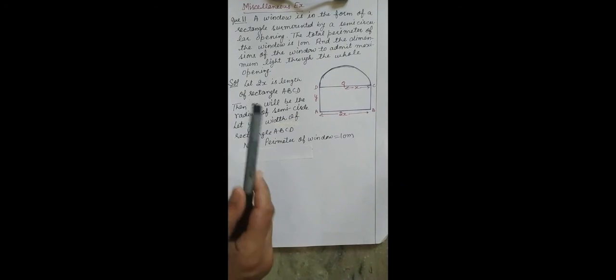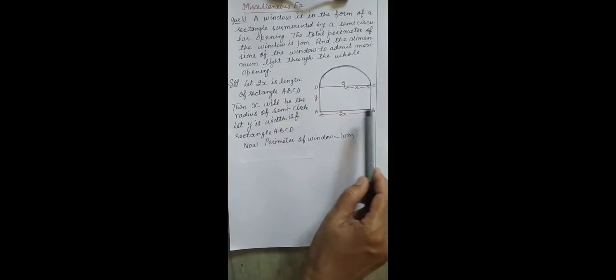Now the given constant quantity in this question is the total perimeter of the window, that is 10 meters. Now we have to find the dimensions of the window to admit maximum light. What does maximum light mean? Since the window is like this, light will pass through this part. That means I have to maximize the area of the window.